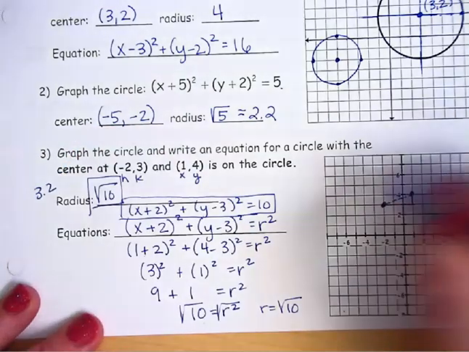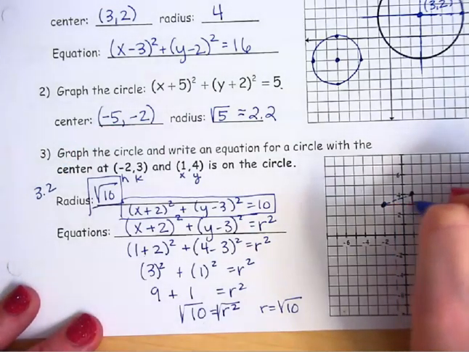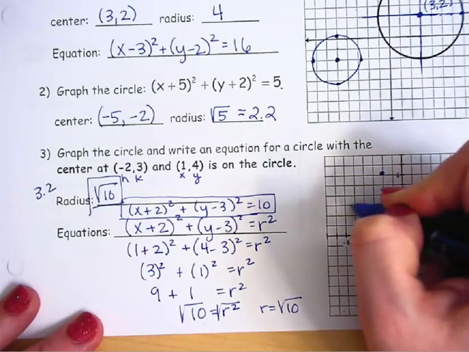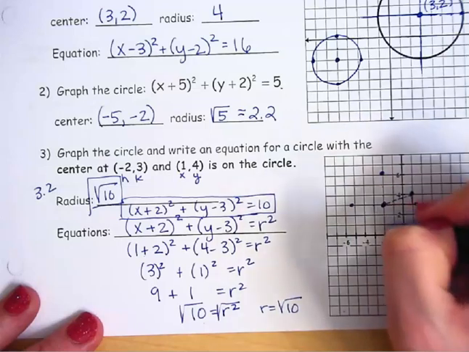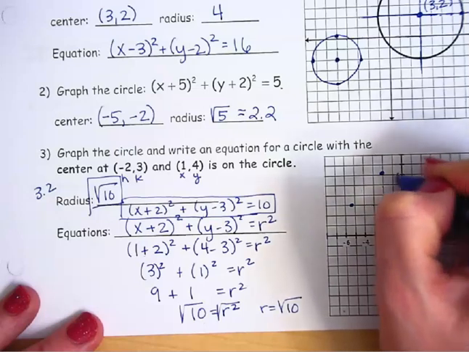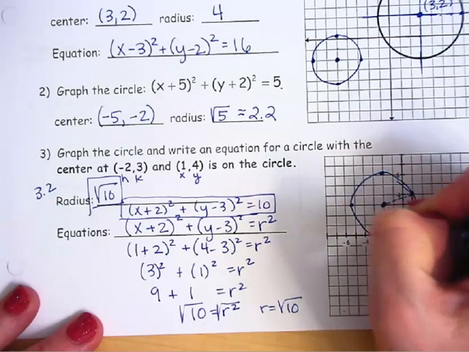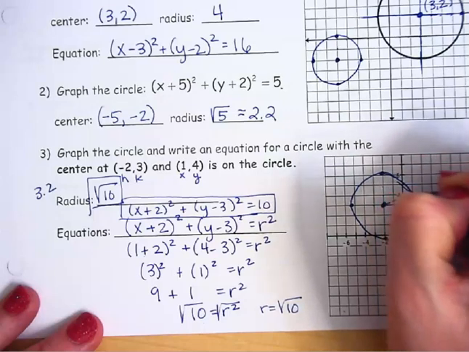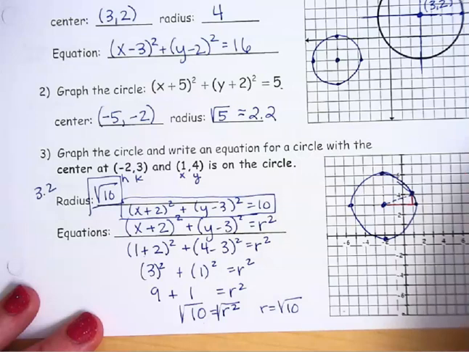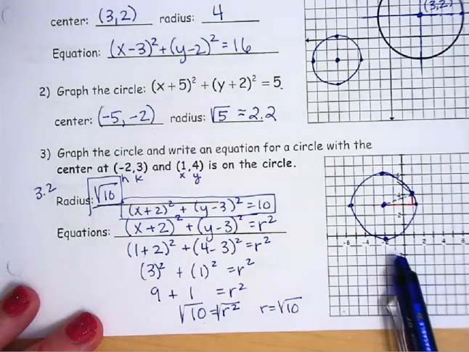So I'm going to count that from my center. And then try and get that (1, 4) point in there. I am not interested in drawing perfect circles, so if that makes you twitchy, I apologize. Just breathe through it.